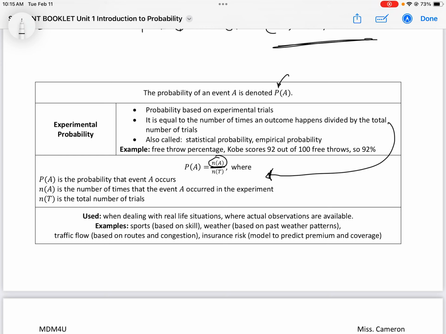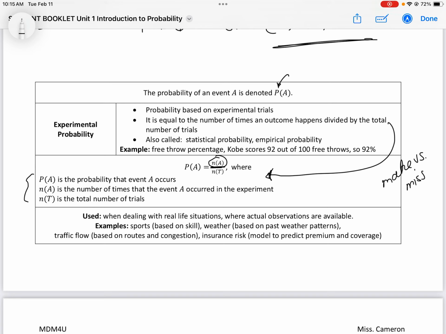An example of this in real life is the free throw percentage. So Kobe scores 92 out of 100 free throws. You might be thinking, make versus miss, which would be 50-50, right? 1 out of 2. However, because this is experimental, it would depend on how skilled this basketball player is, and therefore 92%.